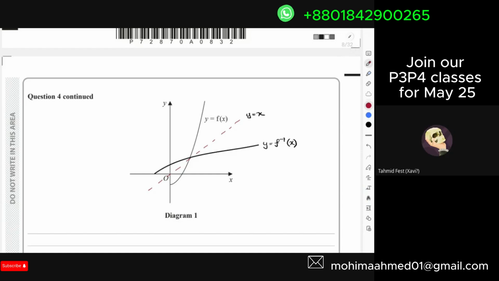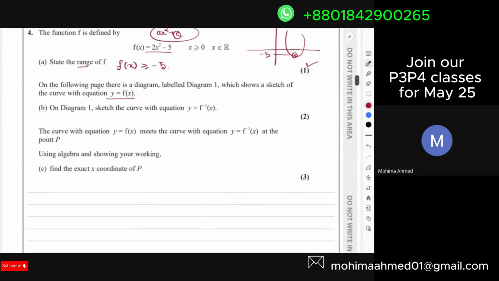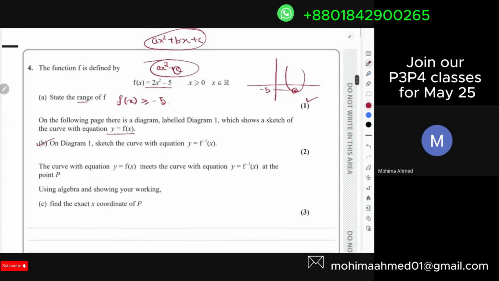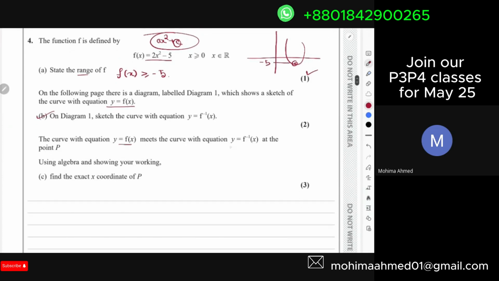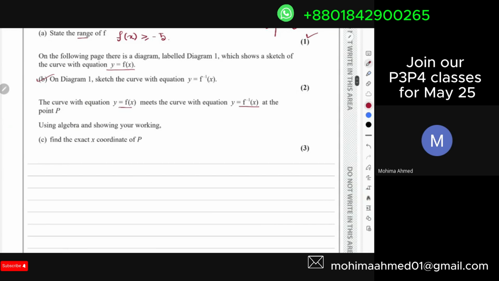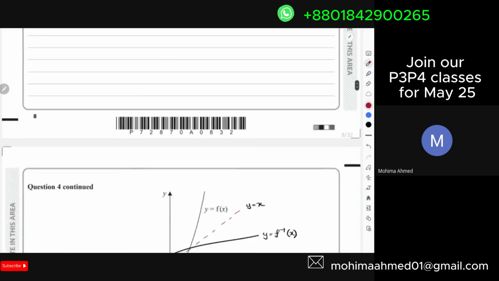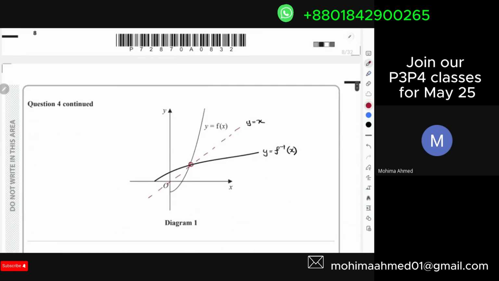Yes, ma'am. Then that's it for part B. After that, it says that the curve with the equation f(x) meets the curve with the equation f inverse x. Using algebra, you just have to find the x coordinate. That means they're talking about this point, right? This is where they're intersecting, and this is the coordinate that we have to calculate. Obviously I can just intersect the two equations together and that will give me the value for x, but I do not have the equation for f inverse.